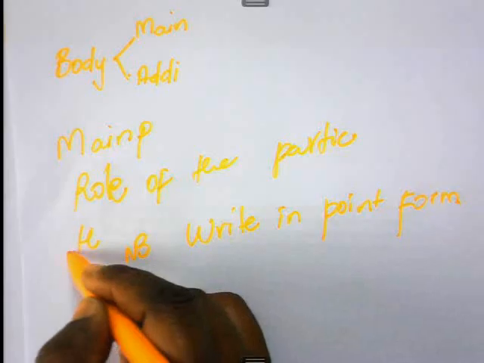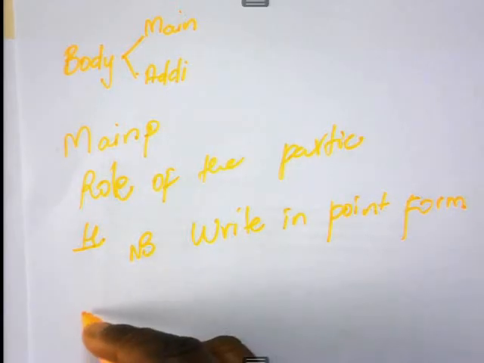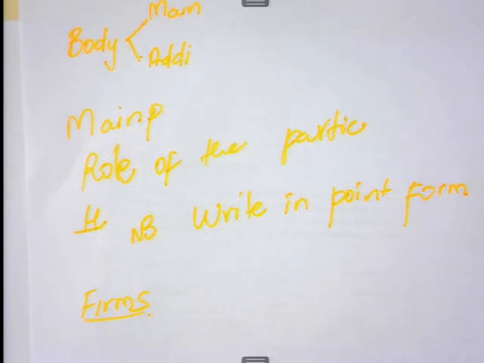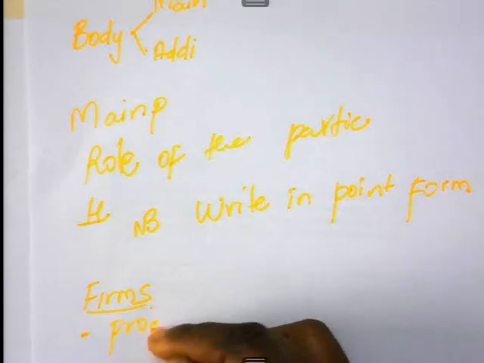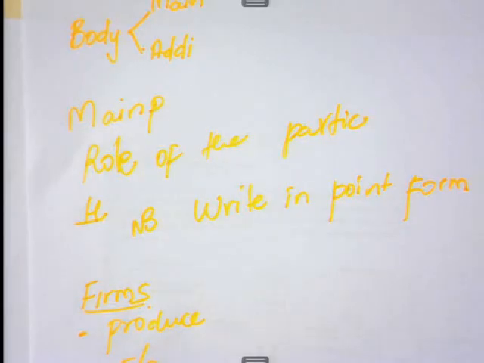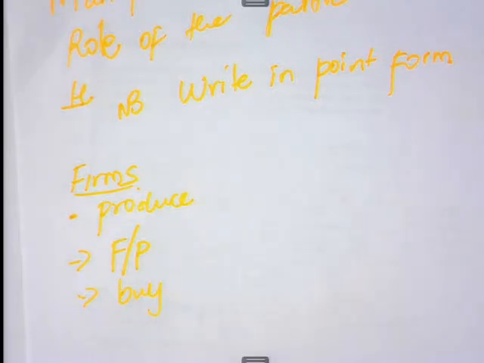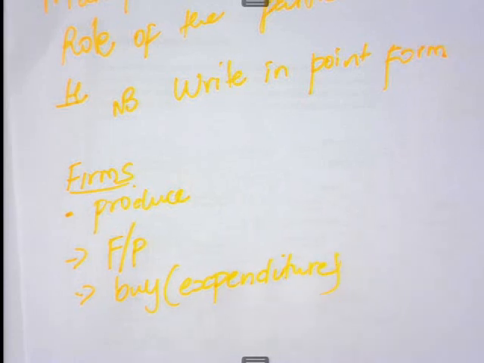Then you get to the next participant. Under the main part, the next participant is going to be your second subheading, which is the firms. Then you mention what is the main activity of the firms. The main activity of firms is to produce. But what do the firms need in order to produce? They need the factors of production. Where do the firms get the factors of production? The firms must buy the factors of production. As soon as the firms buy, this becomes what? An expenditure. It becomes expenditure for the firms.